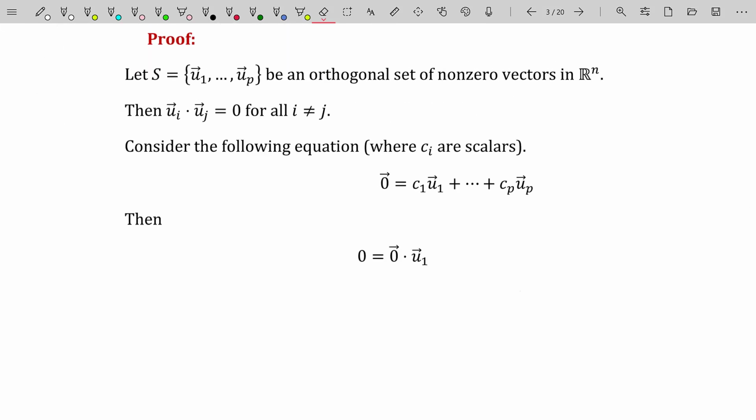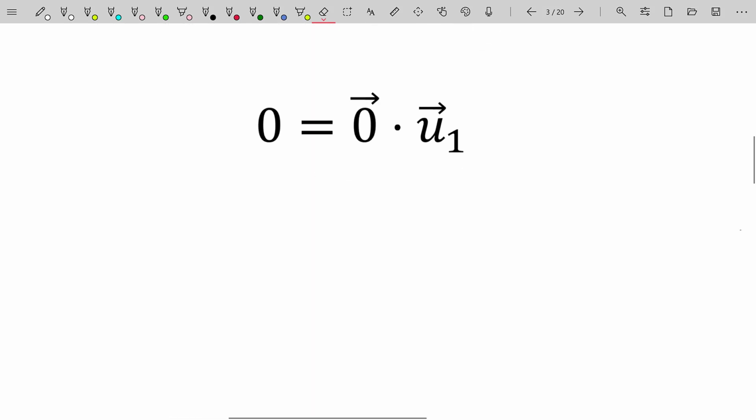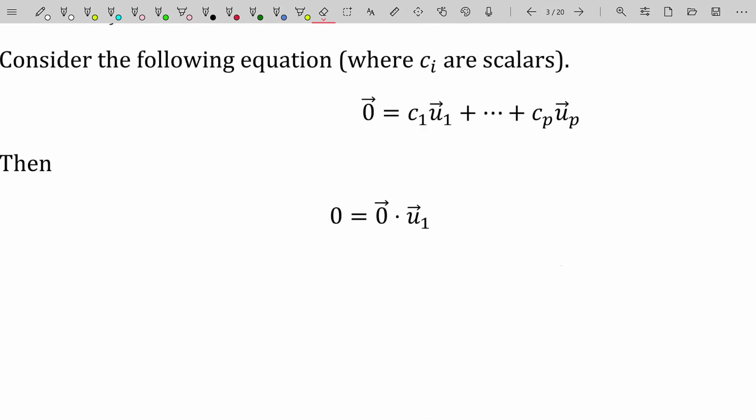Well then, it should be the case that 0, the scalar, should equal the 0 vector dotted with u sub 1. And I'm using u sub 1 here without any loss of generality. In other words, you could have chosen u sub 2 or u sub 3. It doesn't really matter. And at the end of this proof, I'll state that again. But this should be true. I hope everybody would just nod their heads and agree with that.